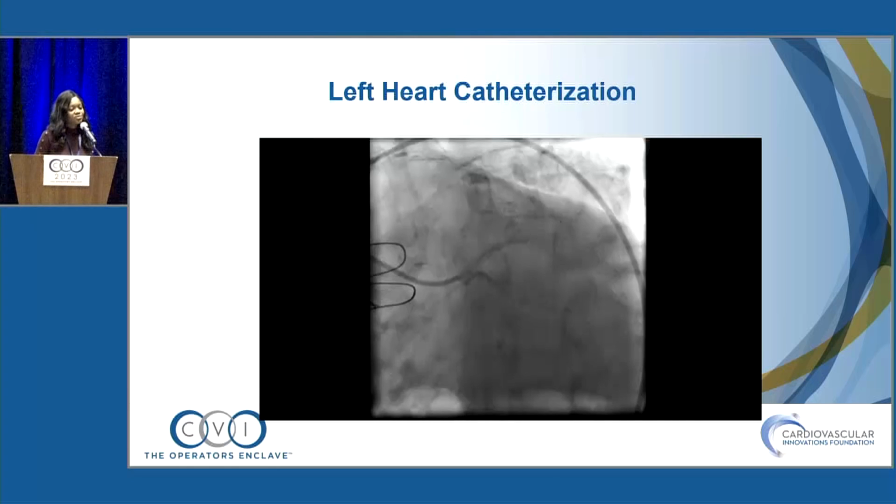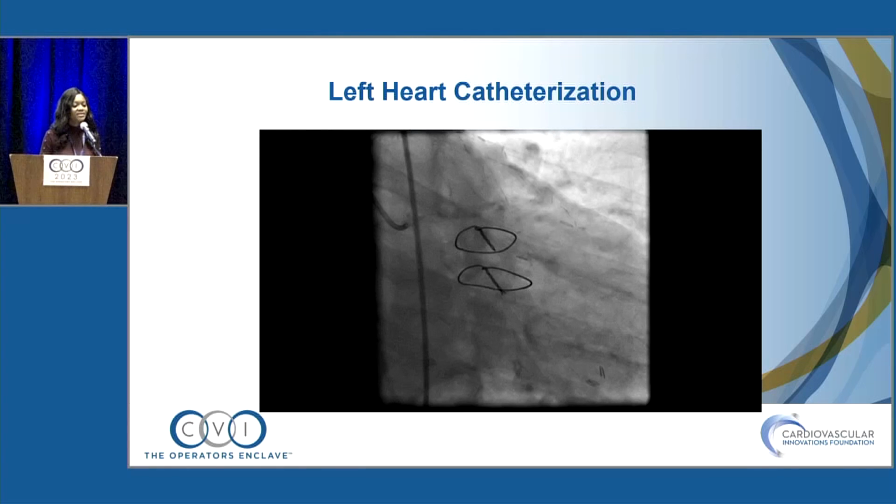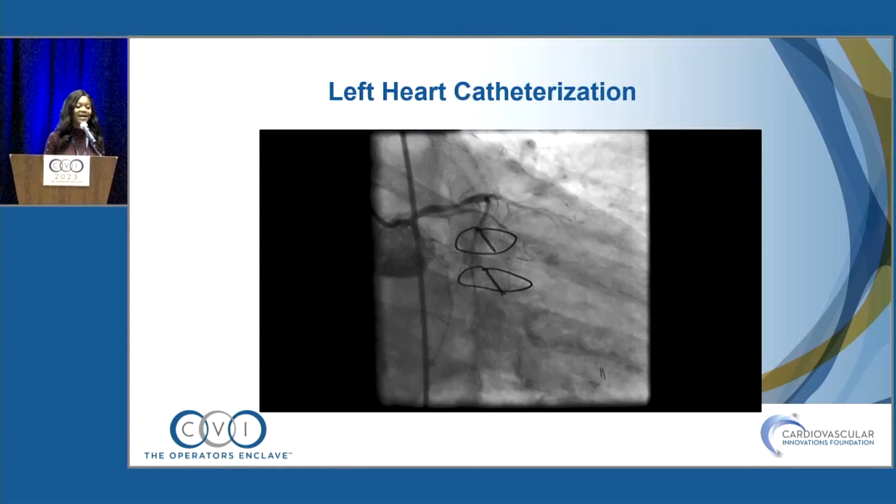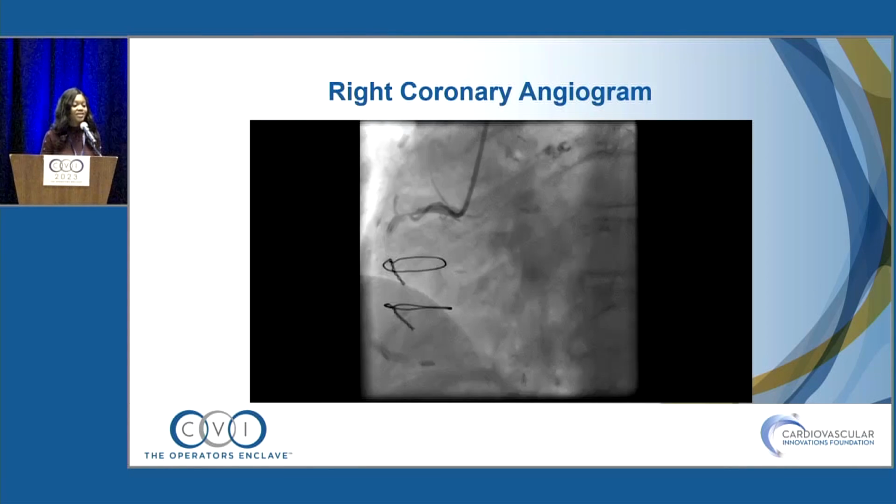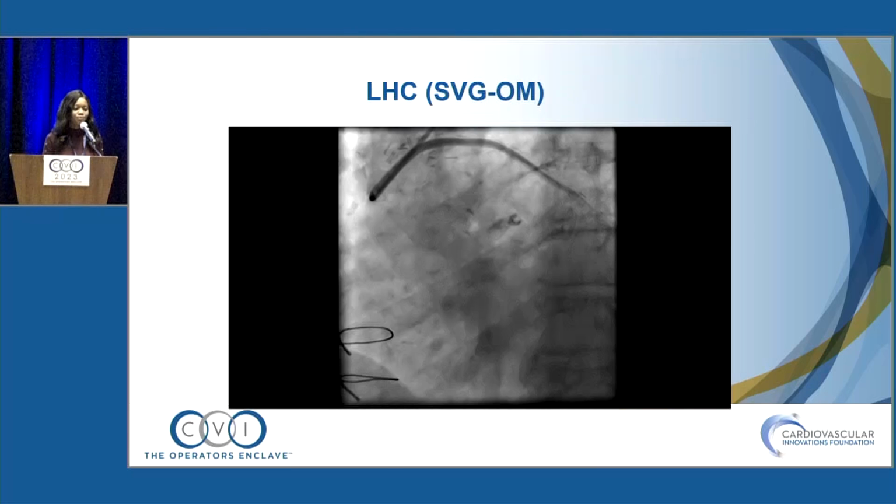So we proceeded to a left heart cath. I'll just breeze through them because of time, but the things that we majorly noted were he had RCA stenosis, and he also had some vein graft stenosis. Some were old, the SVG to OM, and the SVG to RPDA was new.